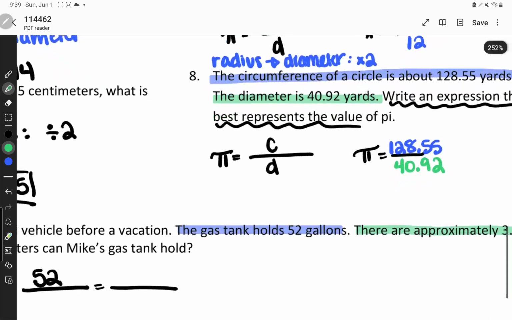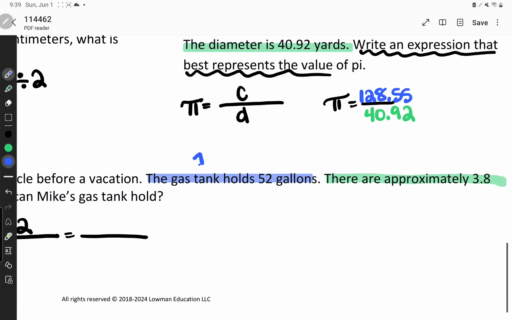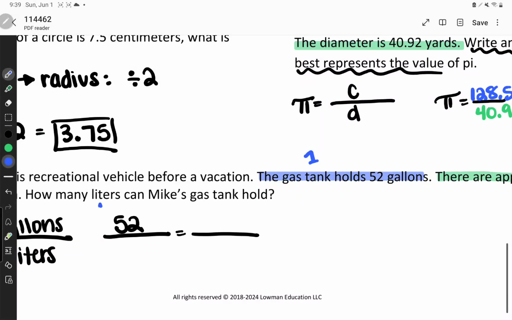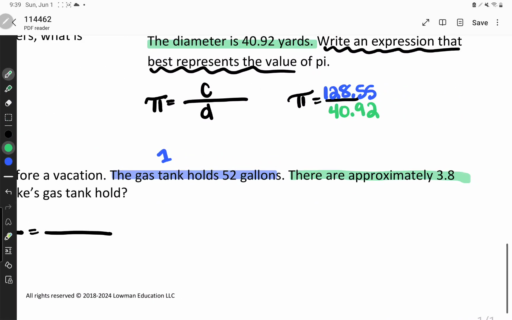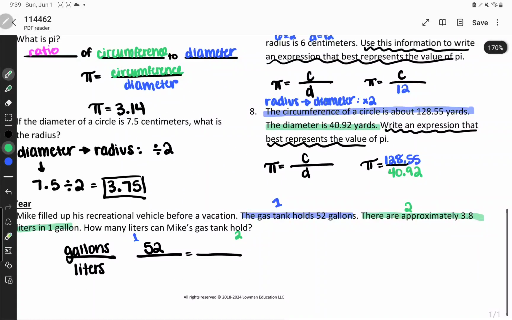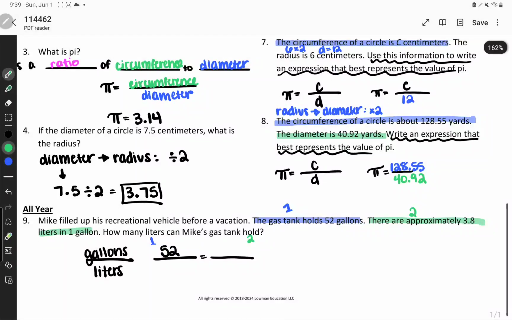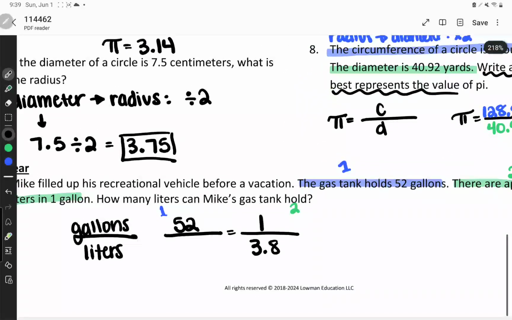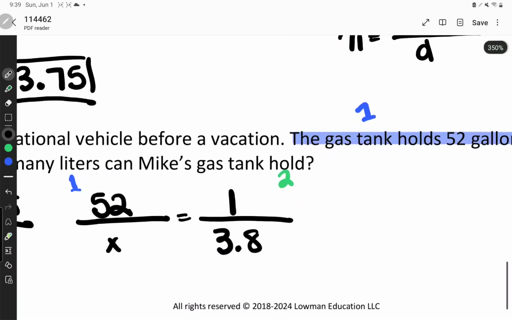The other way you can think about it is that this right here is sentence number 1. Sentence number 1 goes in my first ratio. This right here is sentence number 2. Sentence number 2 goes in my second ratio. There are approximately 3.8 liters in 1 gallon. That means that 3.8 goes with my liters, which is down here on the bottom. Then, in 1 gallon, 3.8 and 1 are in the same sentence, so they're going to go in the same ratio or the same fraction. So 1 needs to go right here. That means that oddly enough, my x is right there.